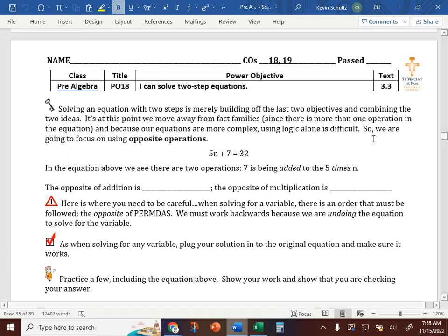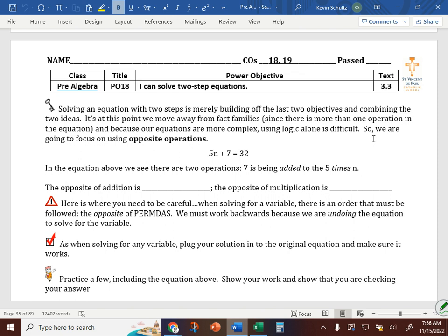We're going over PO18, solving two-step equations. It is the last objective of our unit, so you can expect a practice test tomorrow and your test for realsies on Thursday. And PO18 is the combination of PO16 and PO17, right?